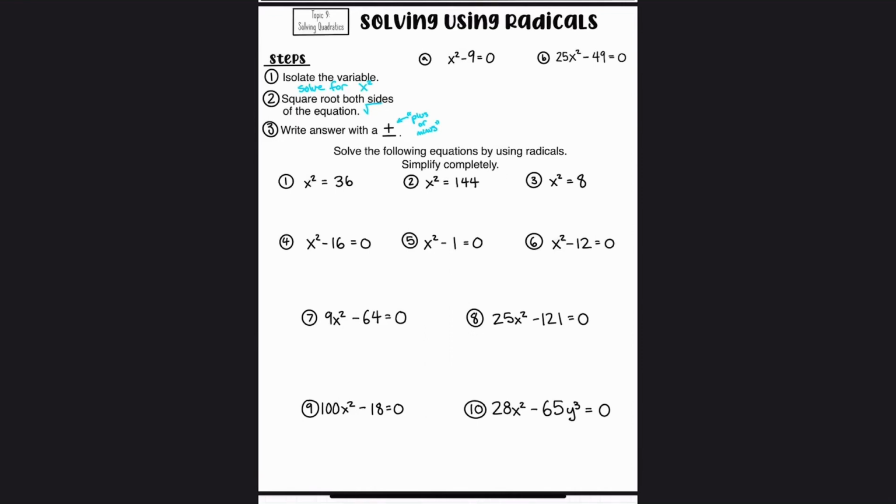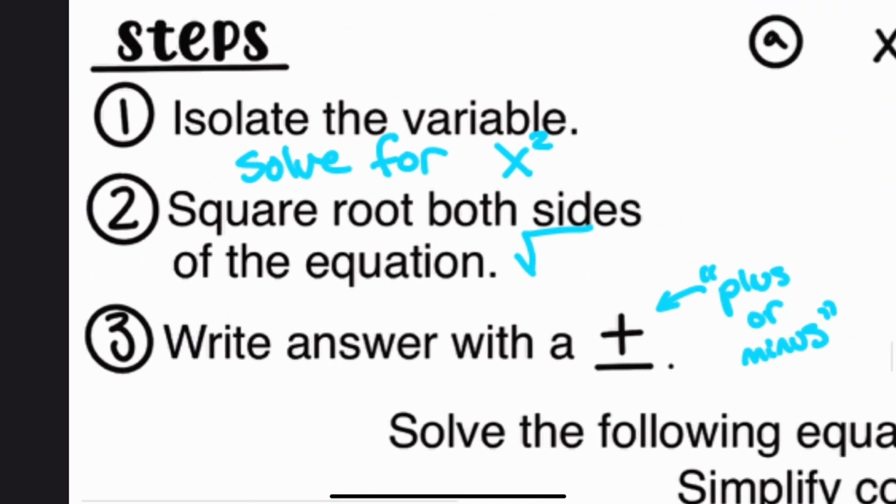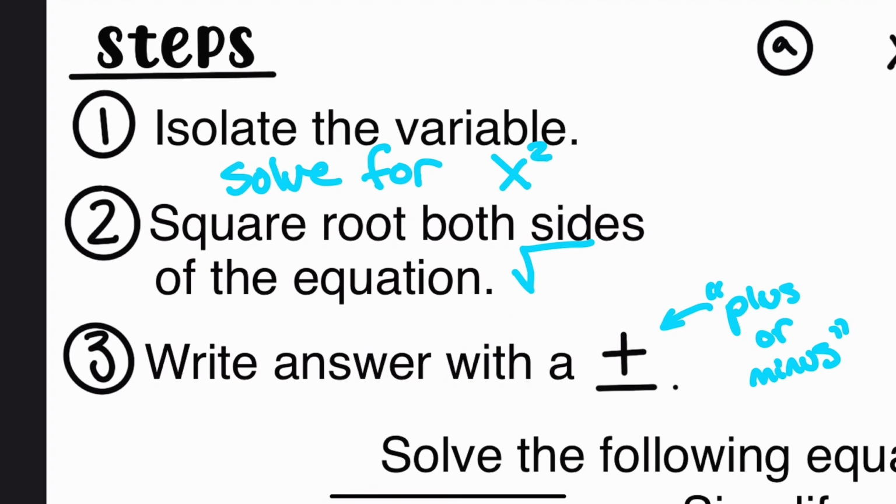Okay, hello people. So today we are talking about solving using radicals. So let's take a look at this set of steps here. Step number 1 says isolate the variable, and what I mean by that is solve for x squared. So our variable is x, but in these questions they're all going to be squared, so we just need to get it down to x squared for right now.